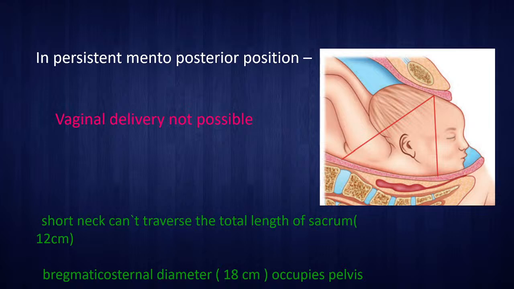If persistent mento posterior position remains as such, in that case delivery will be almost impossible. Because the chin and the head will thrust on the abdomen or on the sacral area. So, in that case it is difficult to come out. If it is a very small fetus, it may come out, otherwise it will not. Here the presenting diameter is this one, around 18 centimeter. Usually 9.5 centimeter can come out, but 18 centimeter is almost impossible.